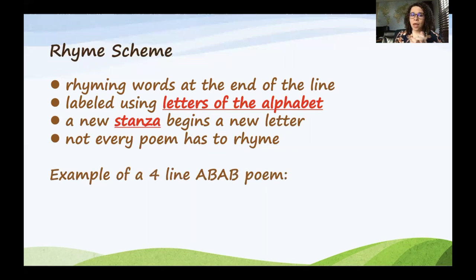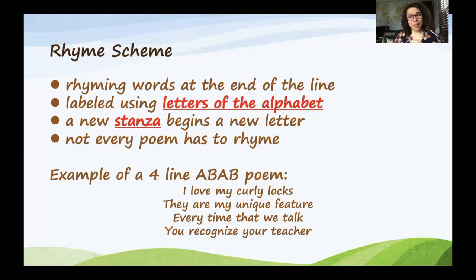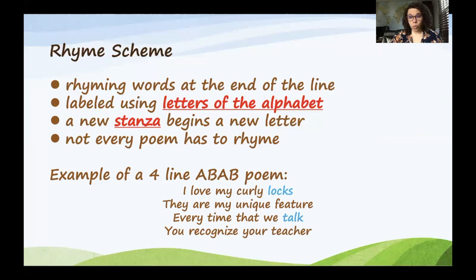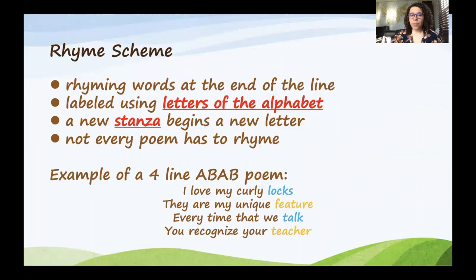So this is an example of a four-line ABAB poem. I love my curly locks. They are my unique feature. Every time that we talk, you recognize your teacher. Guess who that's about? So our first line, we're going to write as an A because that's our first rhyme. Locks and talk, they rhyme. So both of those lines are going to be labeled with A. Feature and teacher both rhyme. And since it's a brand new rhyme, those are both going to be labeled B.